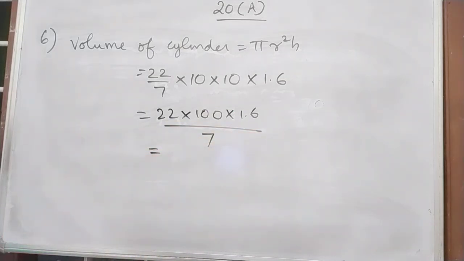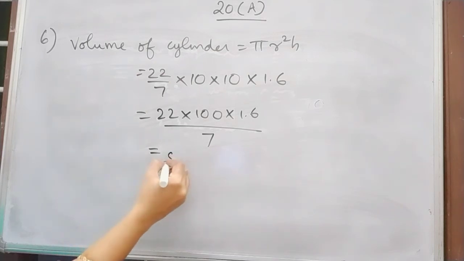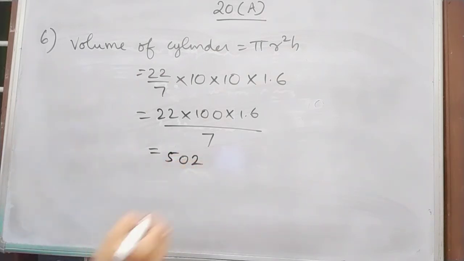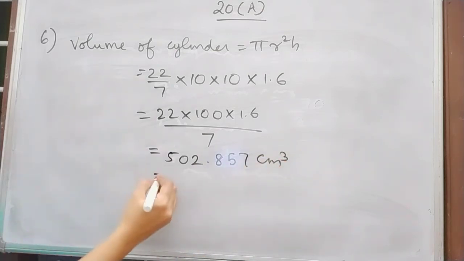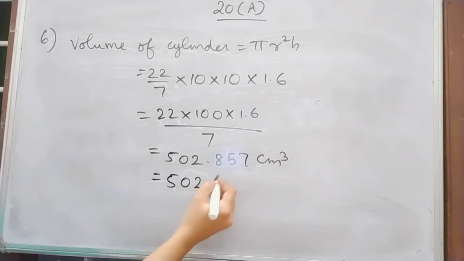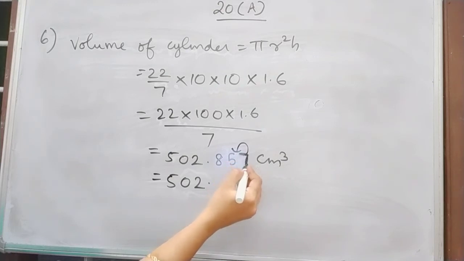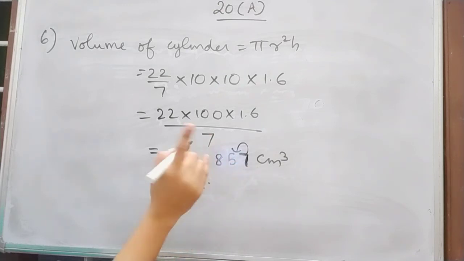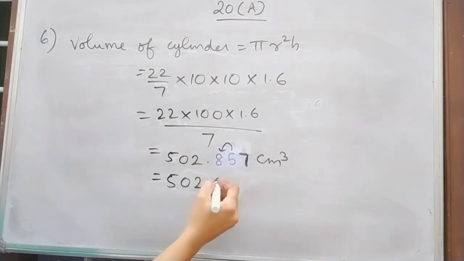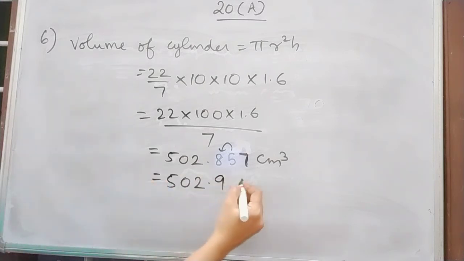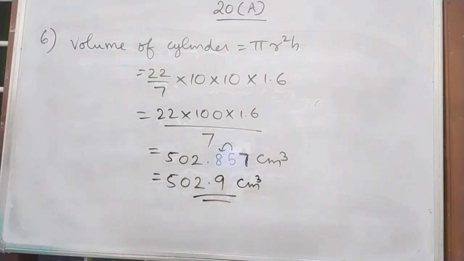So after calculation you will get 502.857 centimeter cube. So we have to correct to 1 decimal place. So it will be 502 point. The next digit 7 is greater than 5. So we have to take only 1 decimal place, so we have to consider the second place. 5 or more than 5 means we can round up, so the 8 will become 9. So 502.9 centimeter cube. Okay. Thank you.